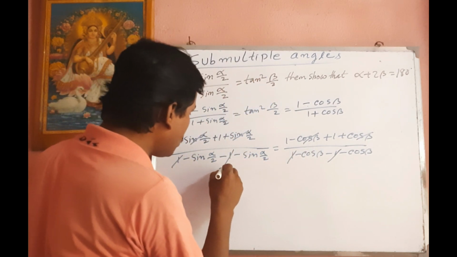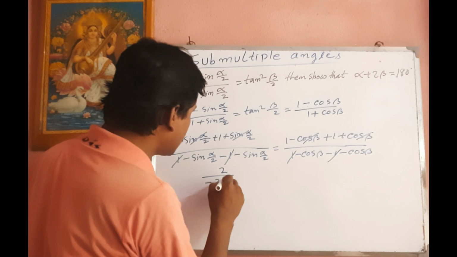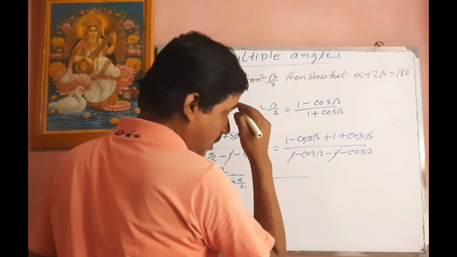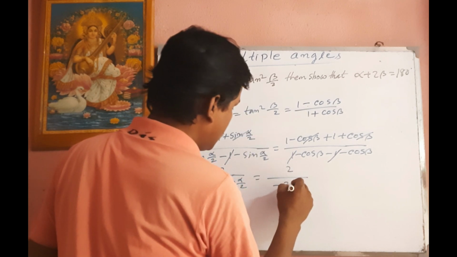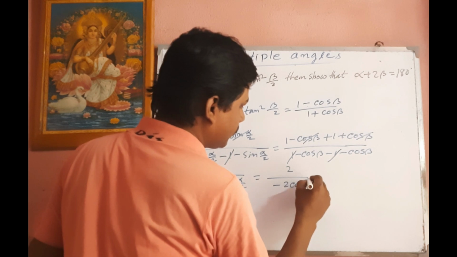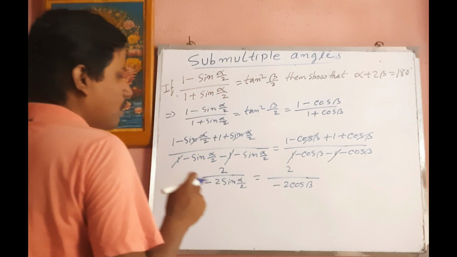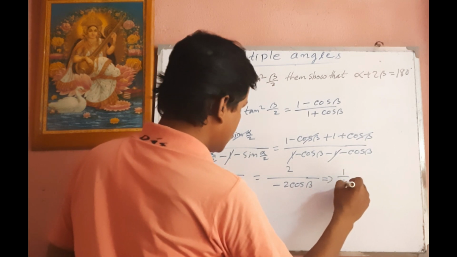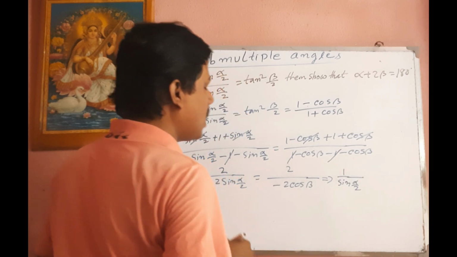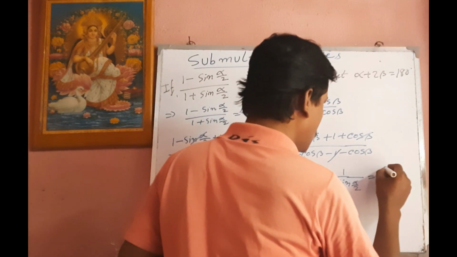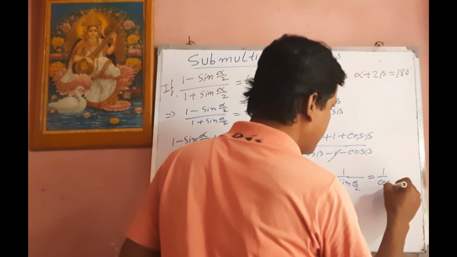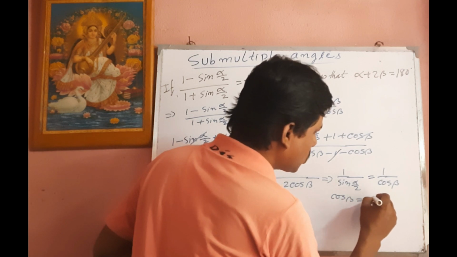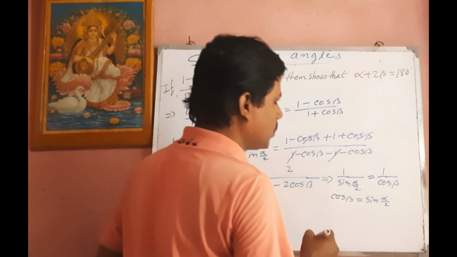So after calculating, we get 2 by this, and here 2 by this. Now calculating more, we get 1 by sin of alpha by 2 is equal to 1 by cos of beta. So cos of beta is equal to sin of alpha by 2.